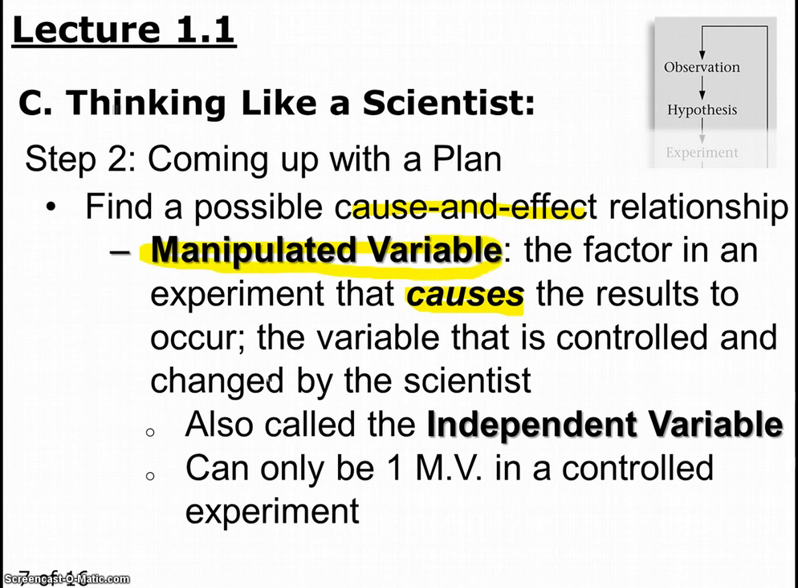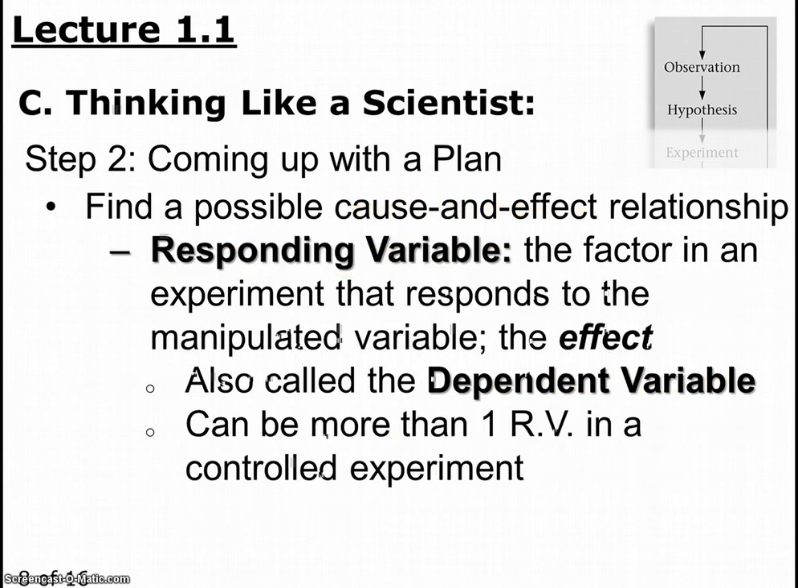To manipulate means to change or to do things with your hands, and so the manipulated variable is the factor that is changed by the scientist. It is a factor in an experiment that causes the results to occur. It is the variable that is controlled and changed by the scientist. This is sometimes also known as an independent variable, and in a controlled experiment there can only be one manipulated variable. The second type of variable is the one that is the effect.